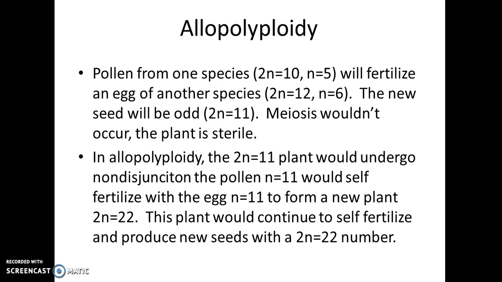In allopolyploidy, the 2N equals 11 plant, the new plant, the hybrid, would undergo non-disjunction. So now the pollen would have a haploid number of 11, the egg would have a haploid number of 11, and it will self-fertilize so that the new plant would have a diploid number of 22. So when the plant produces seeds, the new diploid number would be 22, and that hybrid would no longer be sterile.